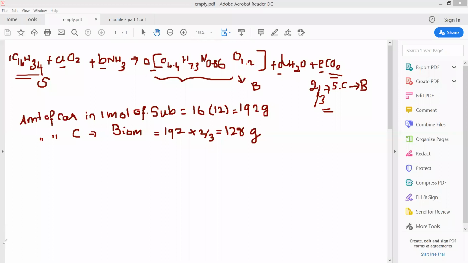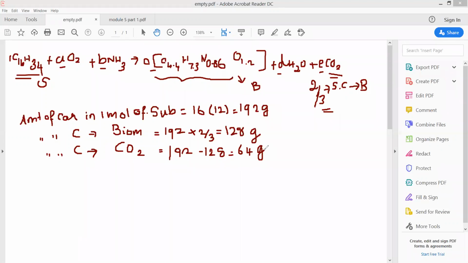So next we have to find the amount of carbon converted to CO2. It is 192 minus 128, which is equal to 64 grams. Clear? All of you clear with this?